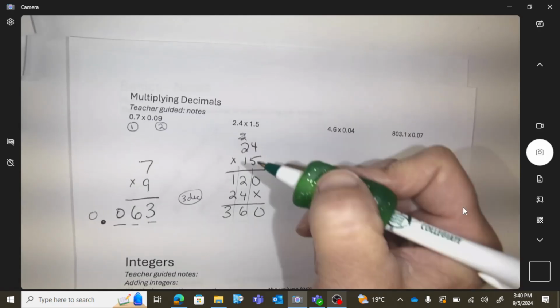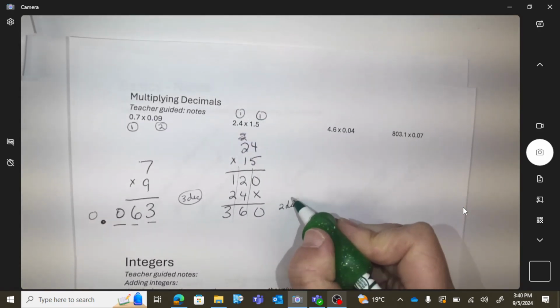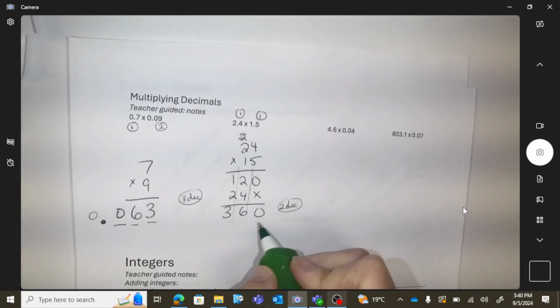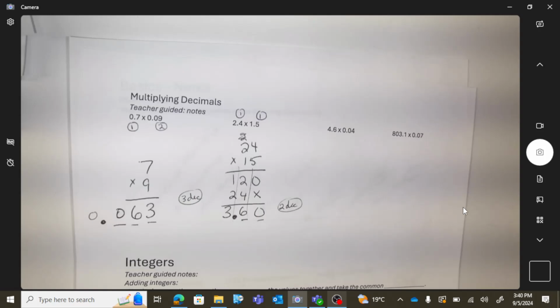So now I deal with the decimals. This one had 1, this one had 1. So my final answer should have 2 decimal places. So there is the 2 after the decimal.